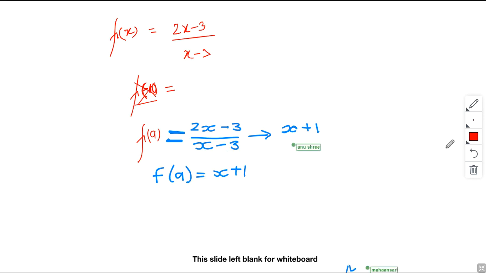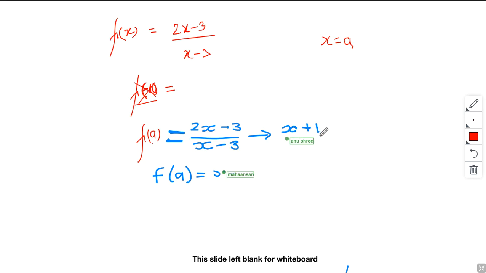Okay, wait a minute. Let me explain to you. It's f of a, which means you just have to put x equals a. Okay? Yeah, well, you could have told me that at the start. Right?